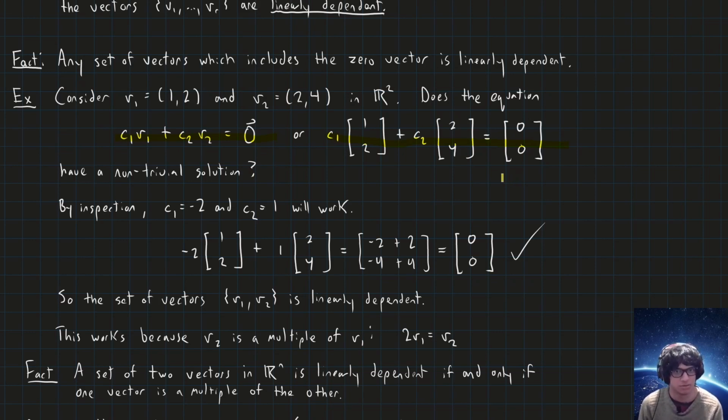If you stare at it a bit, you can probably find an answer. Here's the answer I got. If c1 equals -2 and c2 equals 1, this will work. Plugging those in, I get the zero vector. And that shows that v1 and v2 are linearly dependent.